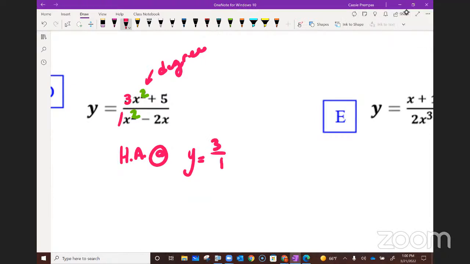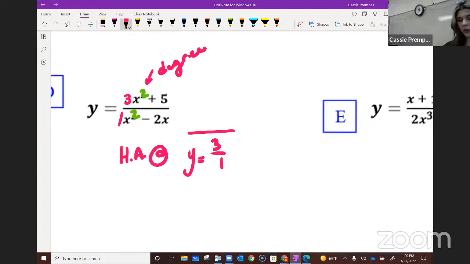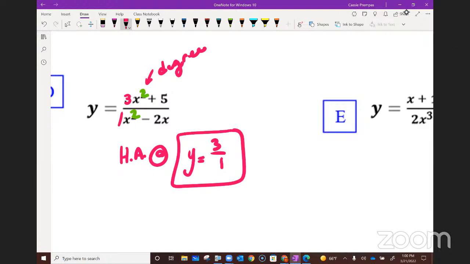All right, guys, take a look. You should have a horizontal asymptote at y equals 3. Do we get it? Margot?